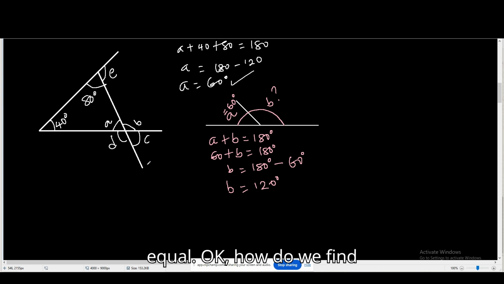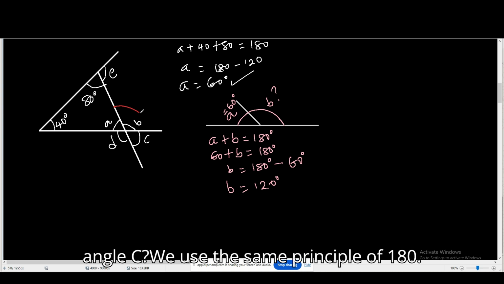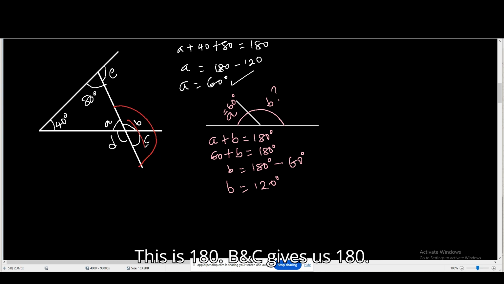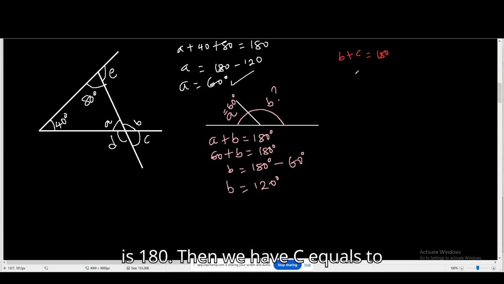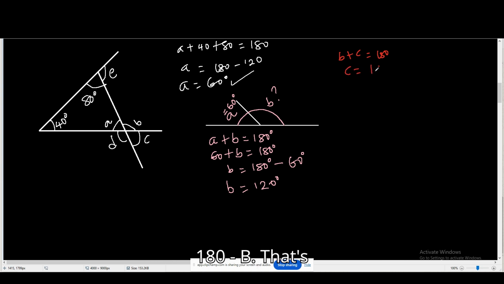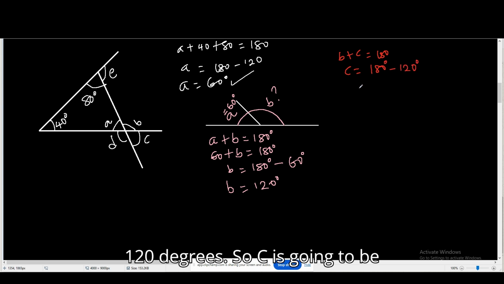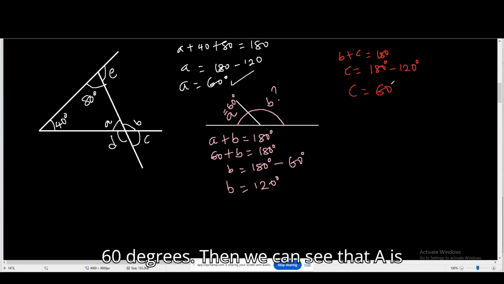Okay, how do we find angle C? We use the same principle of 180. B and C give us 180. So we say B plus C equals 180 because the sum of angles on a straight line is 180. Then C equals 180 minus B. That's 180 degrees minus B. B is 120 degrees. So C is going to be 60 degrees.